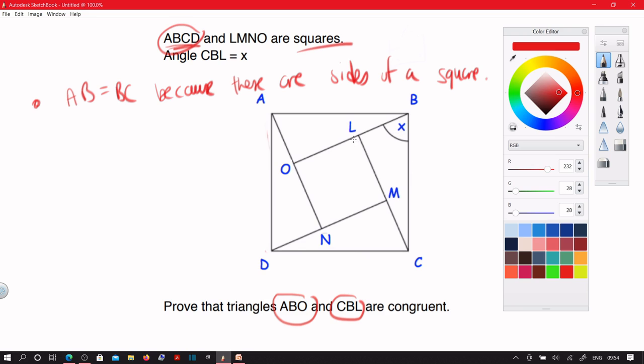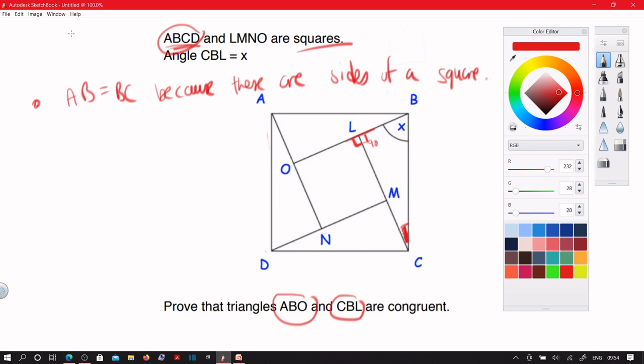I can safely say that this is 90 degrees, and if this is 90 degrees, this is also going to be 90 degrees because angles on a straight line add up to 180 degrees. So in this triangle over here, we've got 90 degrees. I'll be able to work out this angle using a bit of algebra.